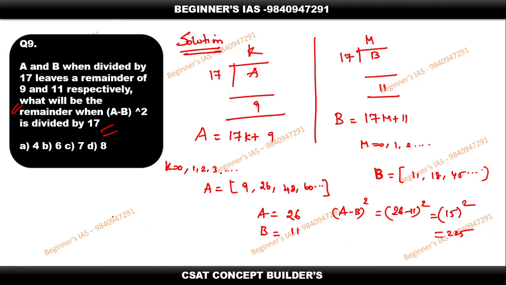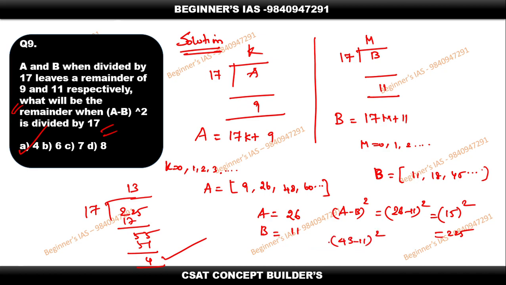Now this 225 is divided by 17. What would be the remainder? 1 times 17, therefore 5, and then 5, 3 times 17 is 51, therefore 4. So 4 is going to be the remainder. So the answer is 4. If you want, you can cross check with any other number also. 45 minus 11 the whole square, which means I am considering 34.